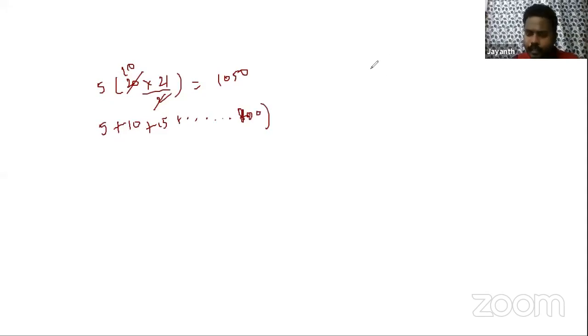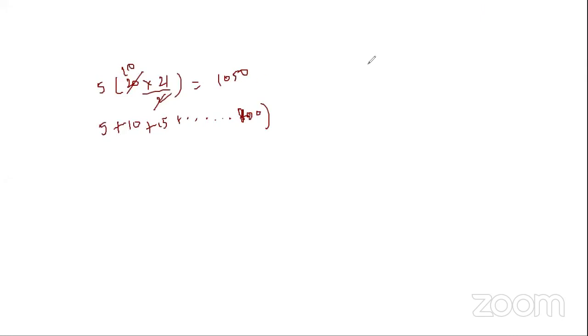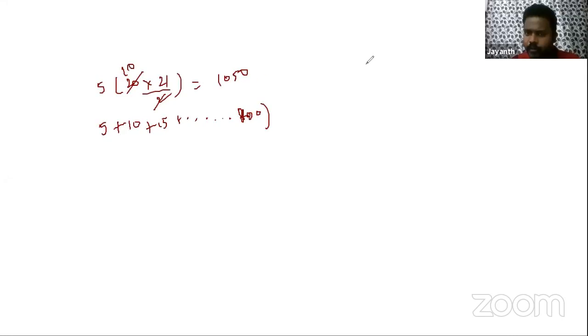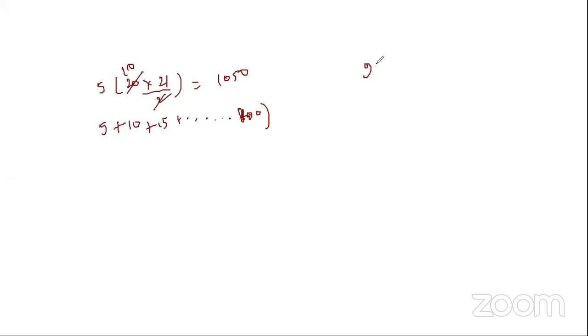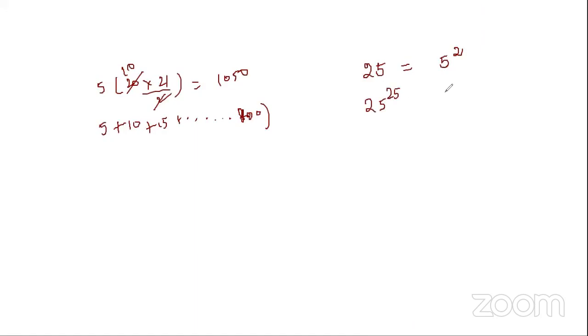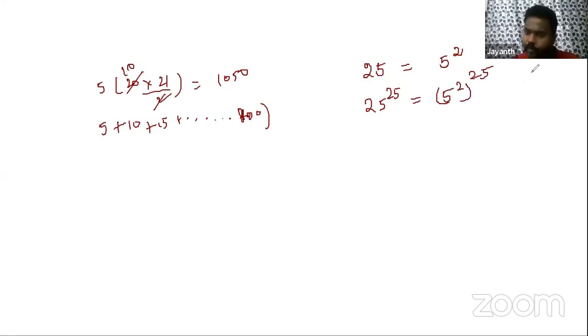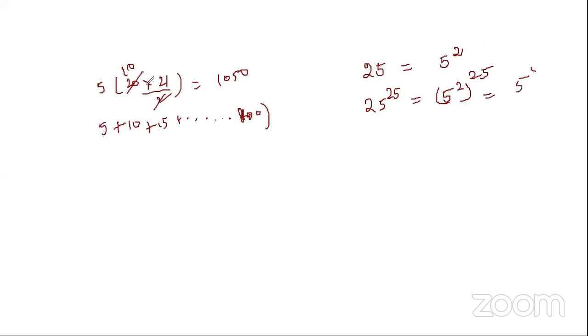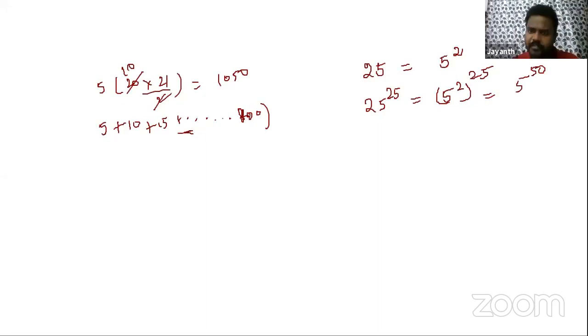Okay, but whenever you go for multiples of 25, 25 is nothing but 5 square. So 25 power 25 means 5 square to the power 25, which is 5 power 50. But for 25 power 25, you already counted only 25 fives here. But look here, 25 power 25 has 50 fives. So this 25 only you added. So an extra 25 you have to add.